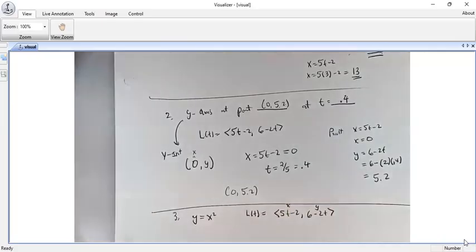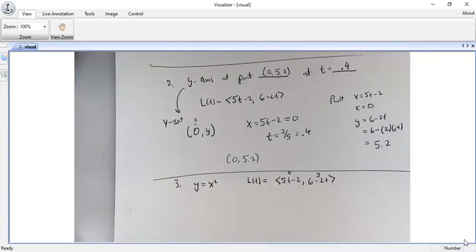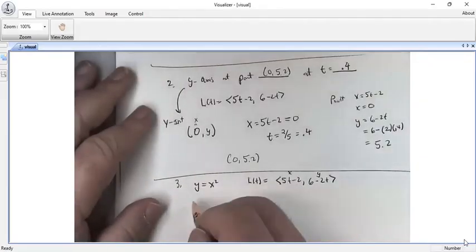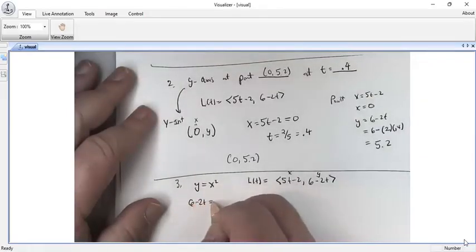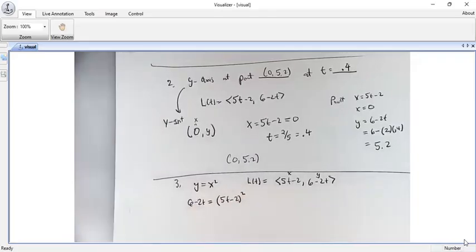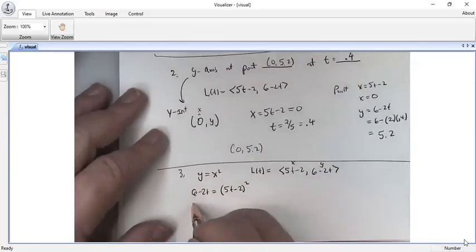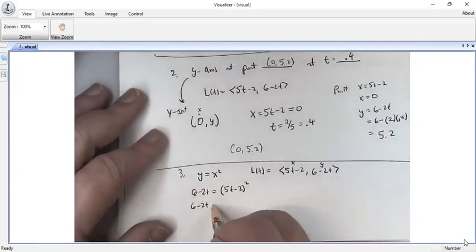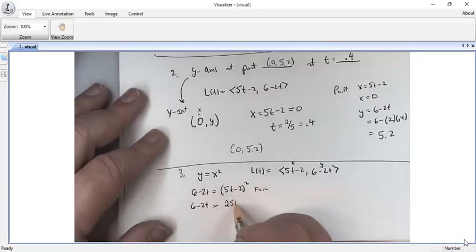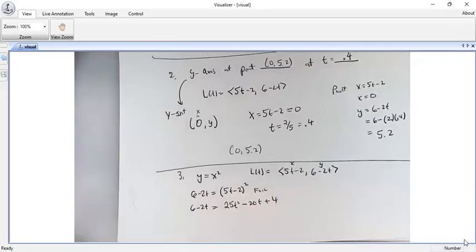You know what I'm going to do here. Everything based upon these lines is based upon time. I've got to figure out the time. So I'm going to plug this stuff over here. So this would be 6 minus 2t is equal to parentheses 5t minus 2 quantity squared. So I'm going to clean this up. This is 6 minus 2t is equal to, and I'm going to FOIL this out, 25t squared minus 20t plus 4.